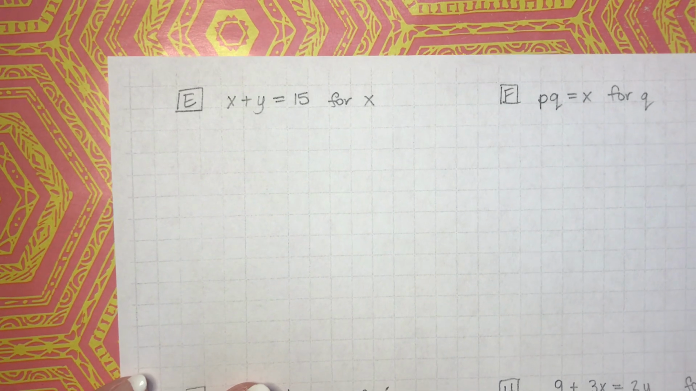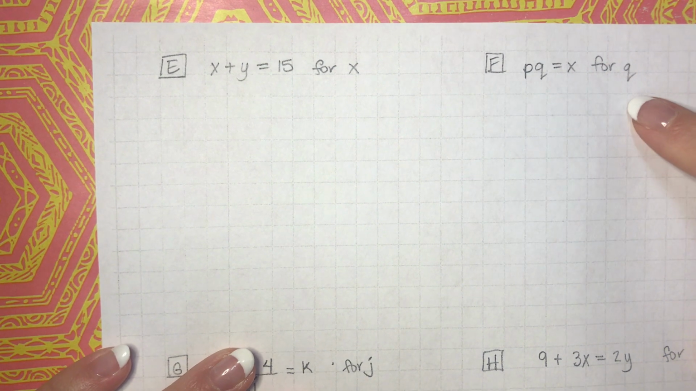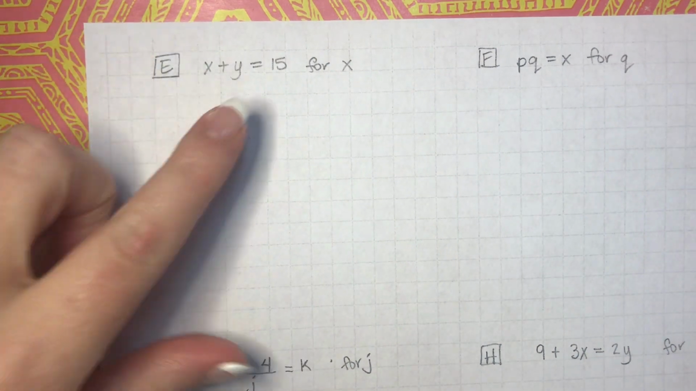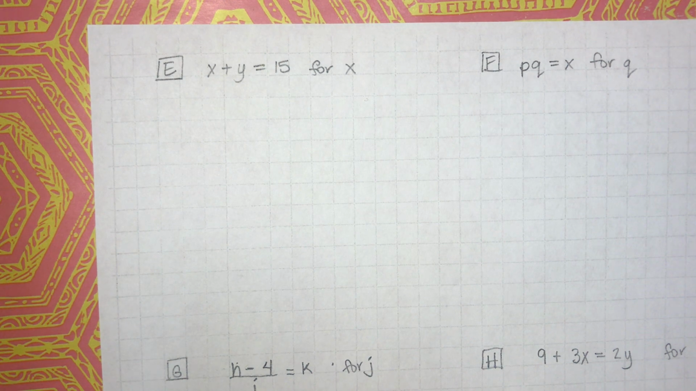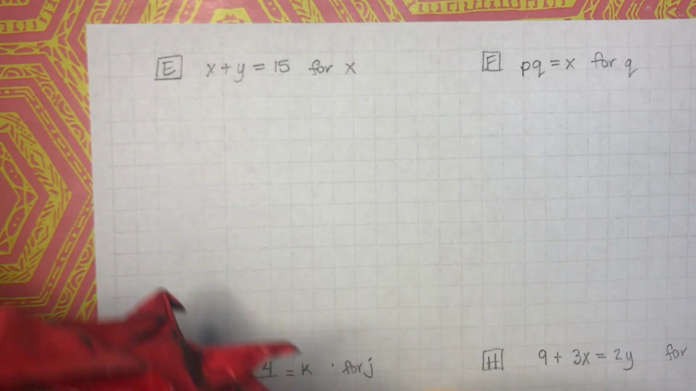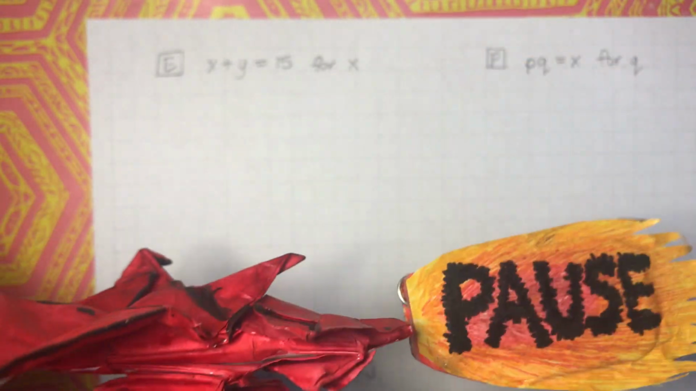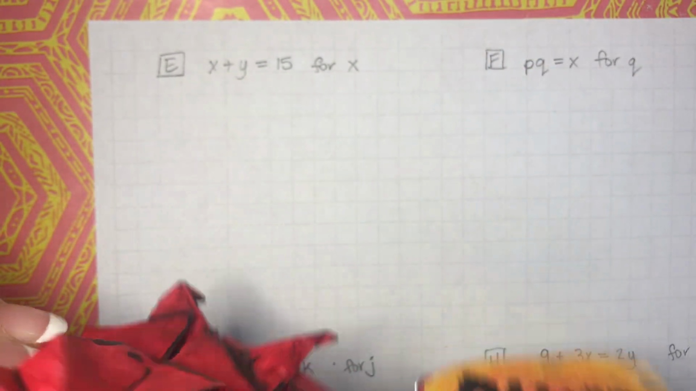All right, let's go ahead and do a couple more. This one right here, x plus y equals 15 for x, and f, pq equals x for q. I want you to try E and F on your own. Try to solve this one for x, try to solve this one for q, and then check your answers, and remember to write that original equation. So now it's time to pause your device, work out those problems, make sure you do the checks, write in pencil, and then when you get done, press play and listen to the explanation, and if I do something differently than you, remember to erase and fix it. All right, I'll see you in a bit.